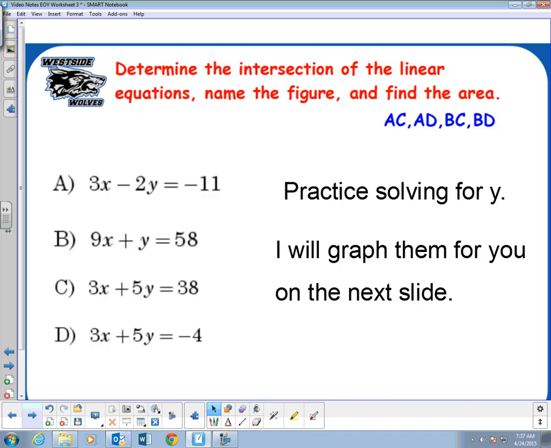All right, so let's take a second. I want you to just practice solving for y. I'm going to graph this one for you anyways. So pause the video, solve each of these equations for y. I want you to make sure you practice that. Watch for your signs and things like that.